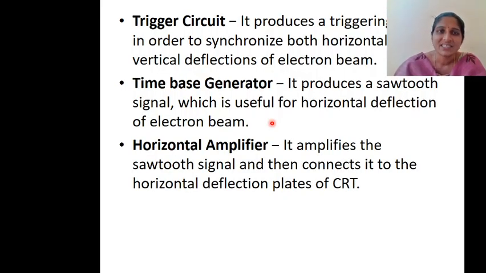Horizontal amplifier. The horizontal amplifier amplifies the sawtooth signal and then connects it to the horizontal deflection plates of CRT. So it amplifies the sawtooth generated signal which came from the time based generator, and then it connects to the horizontal deflection plates of CRT.